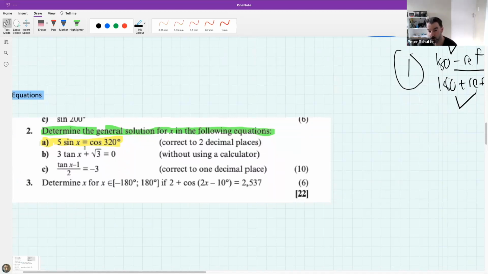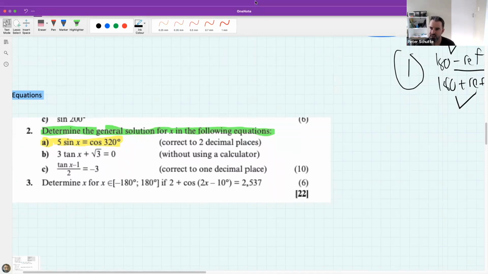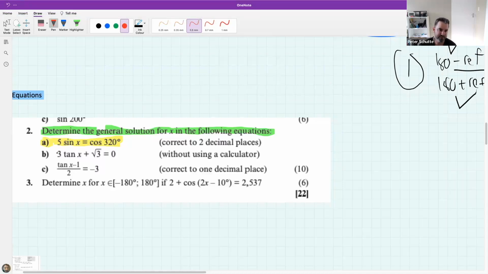Okay, we have two trig expressions, is what Morgan has said. There's a cos and a sine. Who else notices anything different? We have a coefficient for sine. Yes, that is awesome. So there's a 5 in front of the sine, which is important.